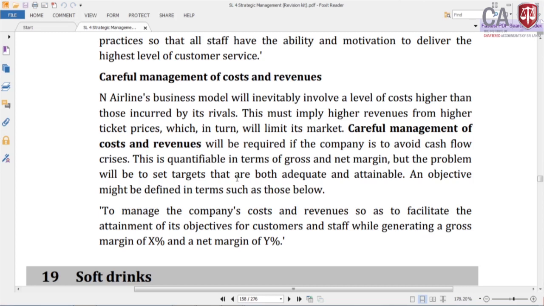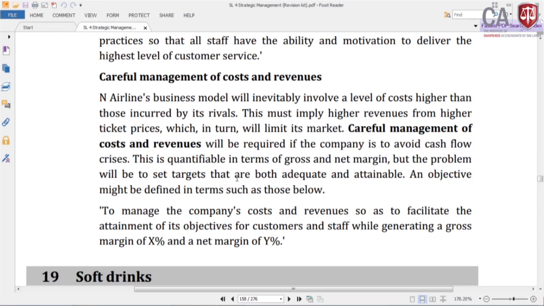Which in turn will limit its market. Careful management of cost and revenue will be required if the companies are to avoid cash poor prices. Yes, normally you have to reduce the cost, that is one area you have to focus. At the same time, you have to take action to increase the revenue. This is quantifiable in terms of gross and net margin, but the problem will be to set targets that are both adequate and attainable. An objective might be defined in terms such as those below.